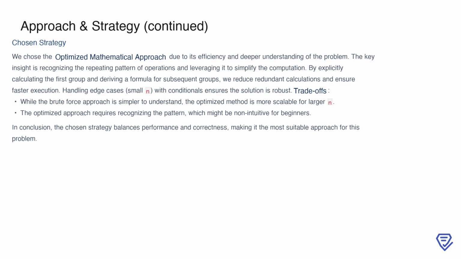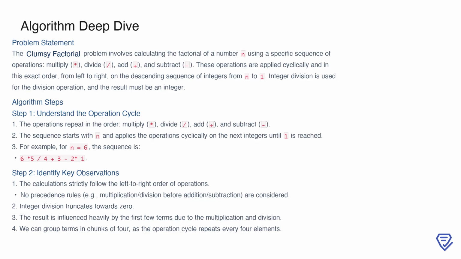The clumsy factorial problem is an interesting twist on the traditional factorial operation. Instead of simply multiplying all integers from n down to 1, we introduce a fixed sequence of operations: multiply, divide, add, and subtract. This sequence is applied cyclically to the descending integers, starting from n. It's important to note that these operations are performed strictly from left to right, without regard to the usual precedence rules for arithmetic. For instance, if n is 6, the sequence of operations would look like 6*5/4 + 3 - 2*1. Integer division is used here, meaning the result of any division is truncated towards 0 to ensure the output remains an integer.